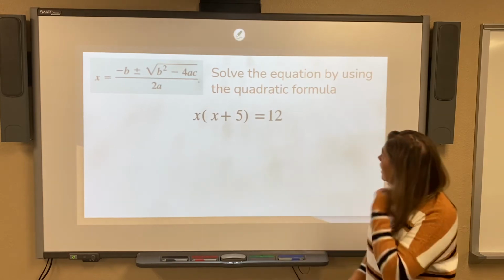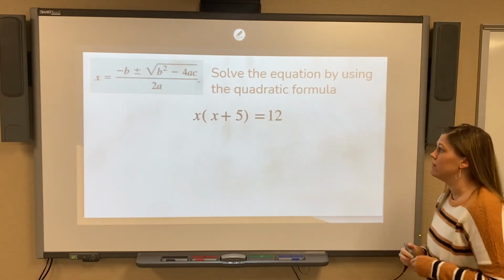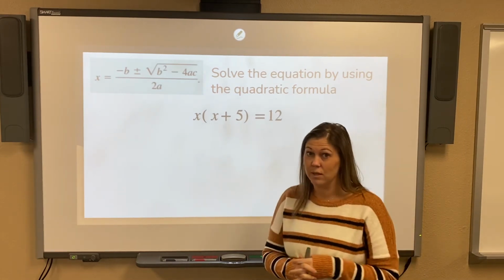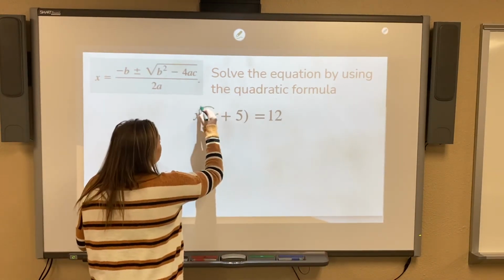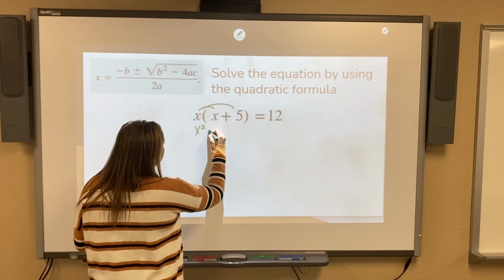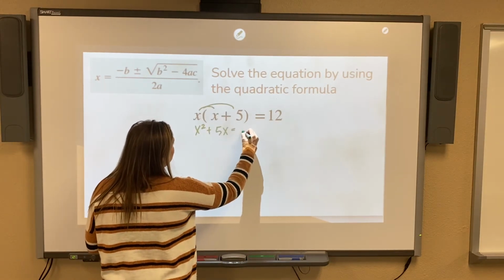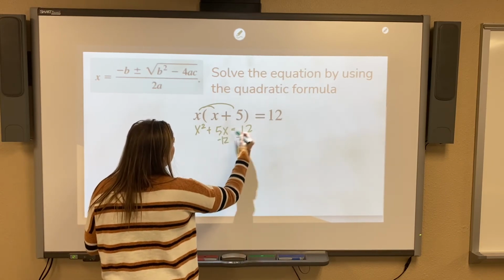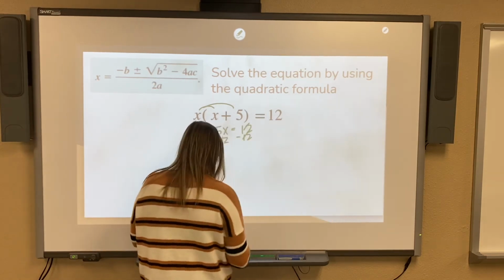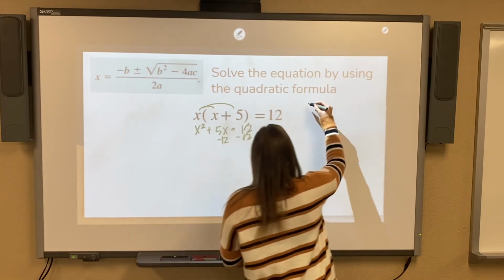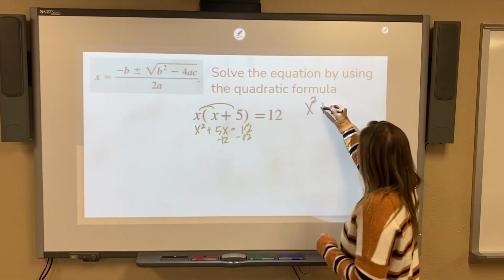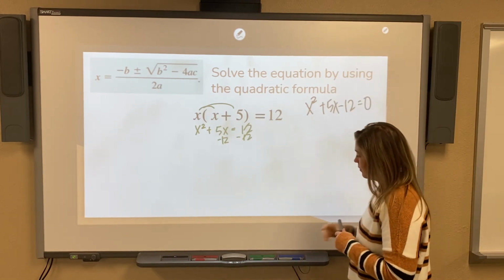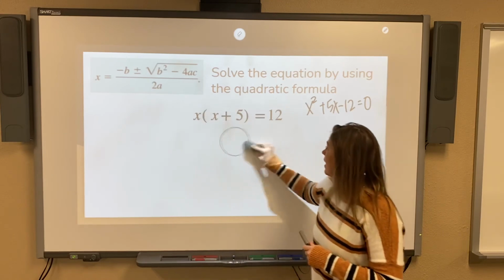Okay, so we have x times x plus 5 is equal to 12. This obviously is not in standard form, so we need to do some manipulating. So I'm going to first distribute. So we have x squared plus 5x is equal to 12. Okay, we need to move our 12, so subtract 12. I'm going to run out of room, so I'm going to come up here. x squared plus 5x minus 12 is equal to 0. Okay, I'm going to erase this so that I have room.